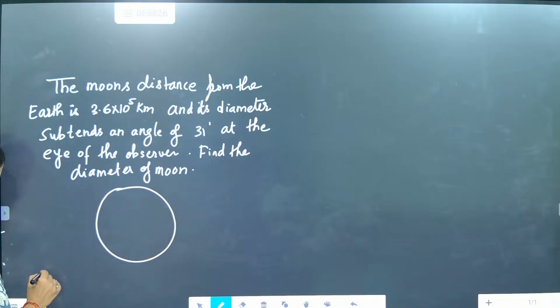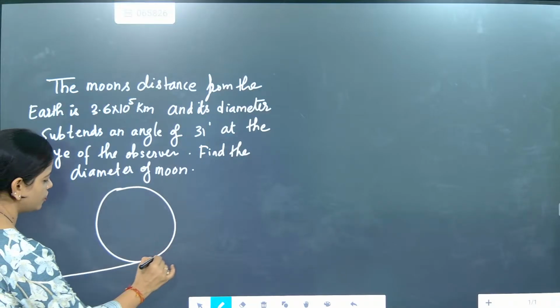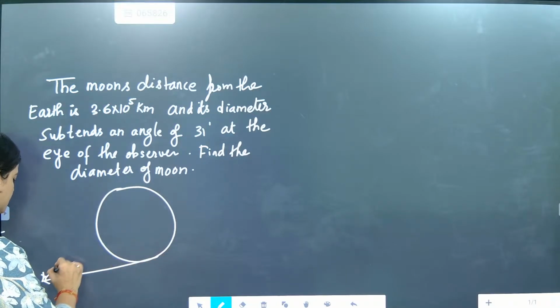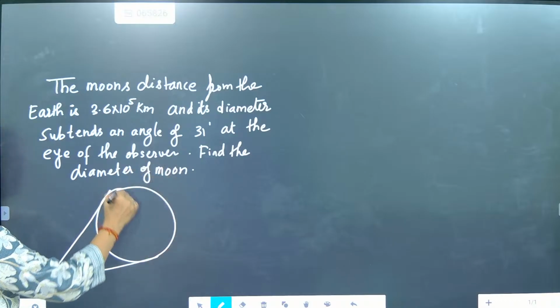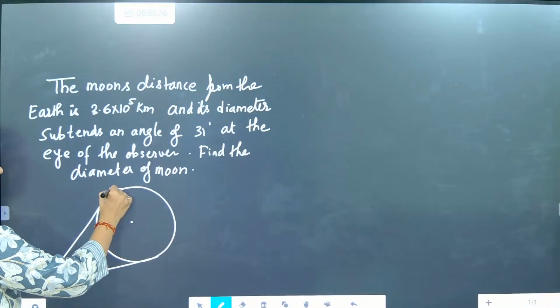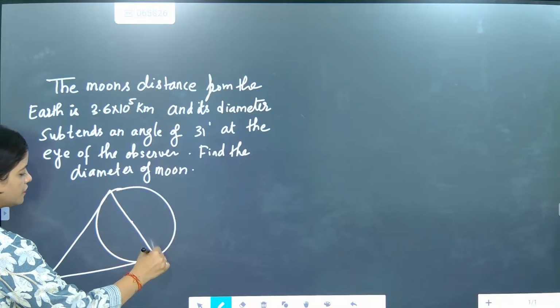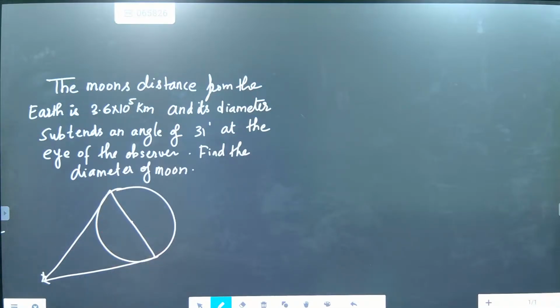And on earth, this is the observer. Got it? Now the observer is looking at the moon like this. Then, if this is the center, this is the diameter of the moon. Now this is the observer's eye.